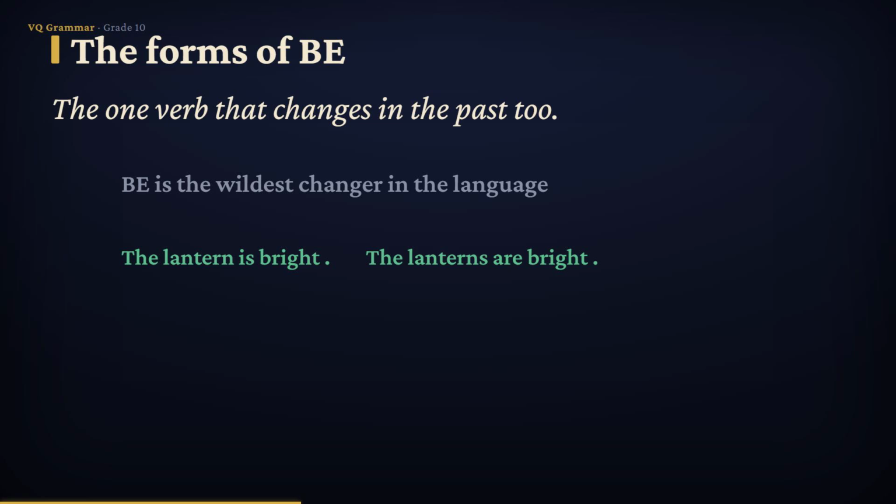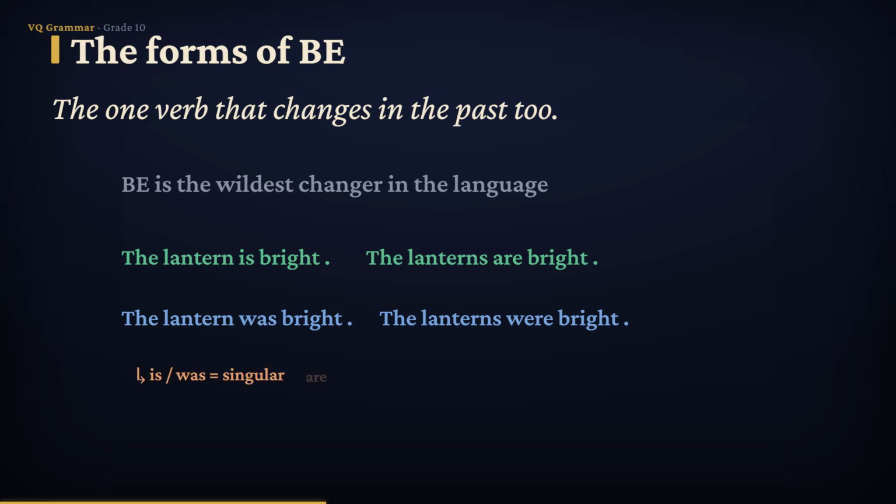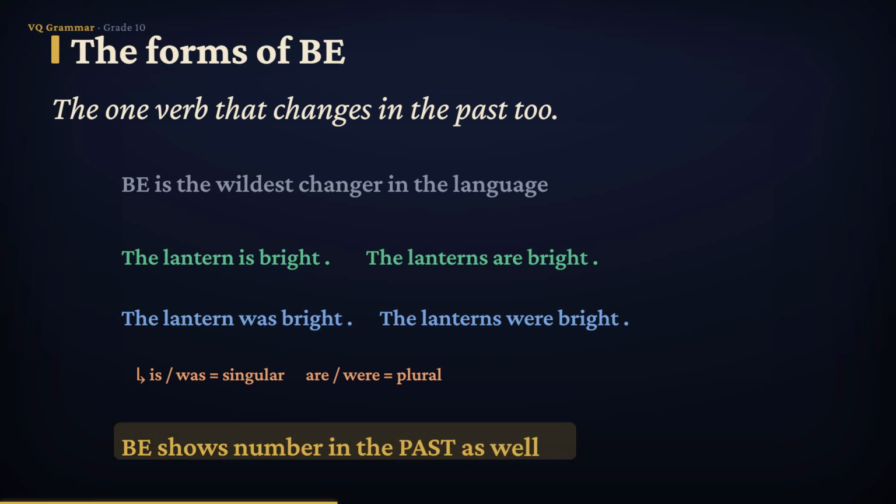And here's what makes be special. It keeps agreeing in the past tense too. The lantern was bright. The lanterns were bright. Was is the singular, were is the plural. So remember the pairs. Is and was are the singular forms. Are and were are the plural ones. Be is the only verb that shows number in the past as well as the present.